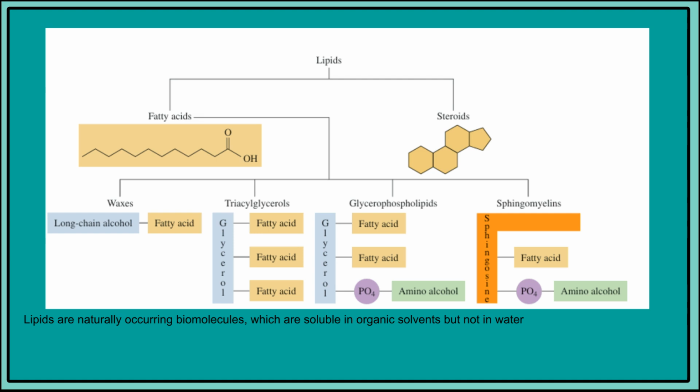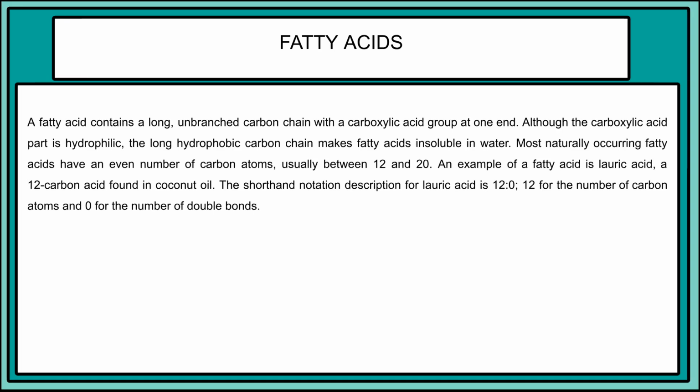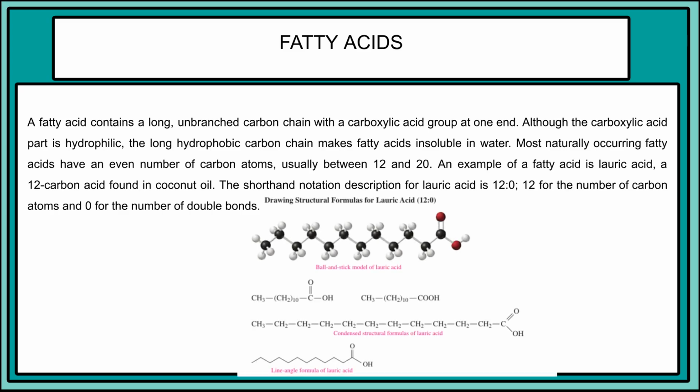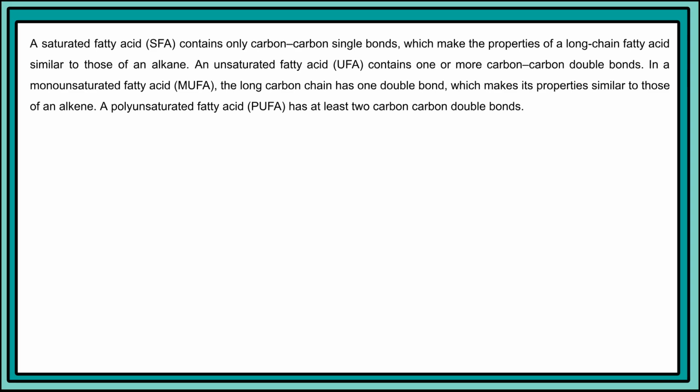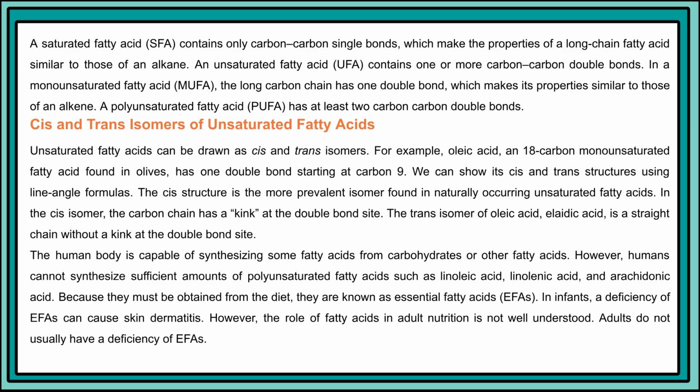This diagram illustrates the classification of lipids, showing the relationship between fatty acids, steroids, and their various derivatives like waxes and glycerophospholipids. Fatty acids are long carbon chains with a carboxylic acid group at one end. They are typically unbranched and often contain an even number of carbon atoms, as seen in this example of lauric acid. Fatty acids are categorized as saturated, containing only single bonds, or unsaturated, containing one or more double bonds. These double bonds create cis or trans isomers, which significantly affect the molecule's shape.